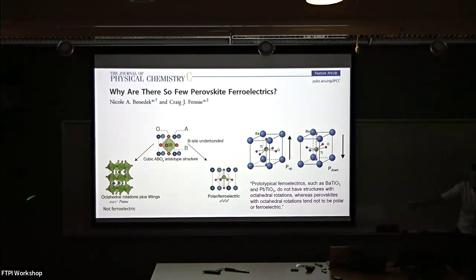Like we have this tons of Pnma perovskite, and they are... 5 minutes? 10 minutes, okay, yeah.